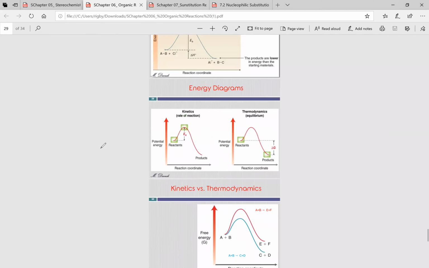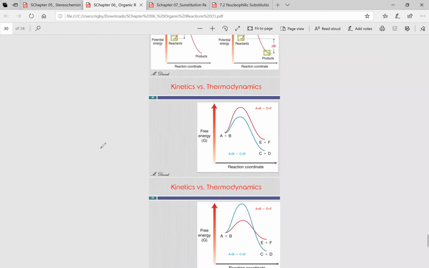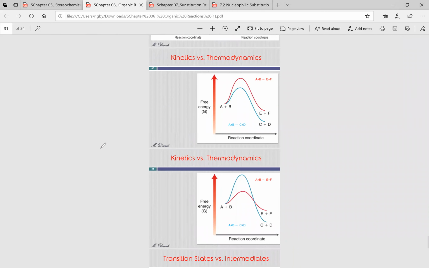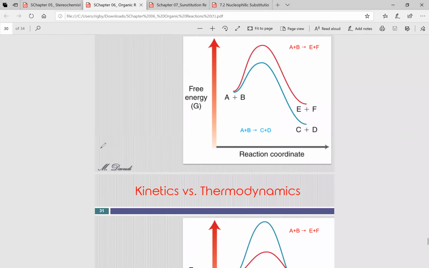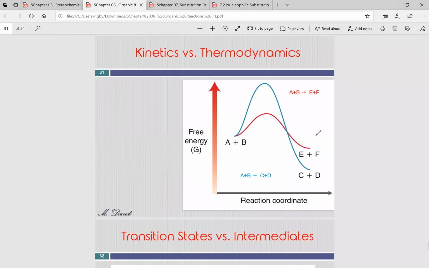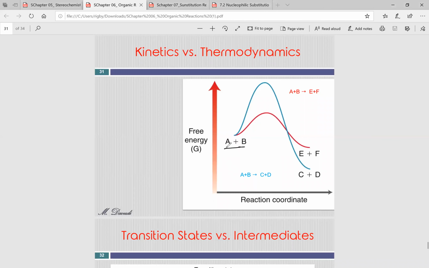One more thing I want to talk about. There are a few more things I want to talk about more in depth in this chapter, but the first thing is the difference between a kinetic product and a thermodynamic product. So let's say that we have a reaction, A plus B, and it can either create the products E plus F or C plus D, okay? And actually, let's not use this graph right here. Let's use the next one. So again, same situation. A plus B can either make E plus F or C plus D. And we call these two products either the thermodynamic product or the kinetic product.